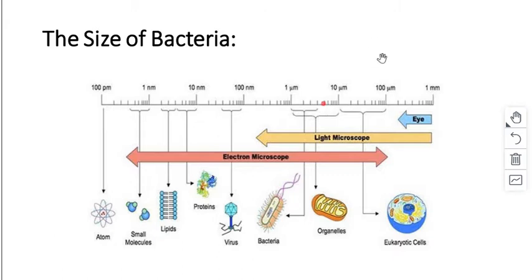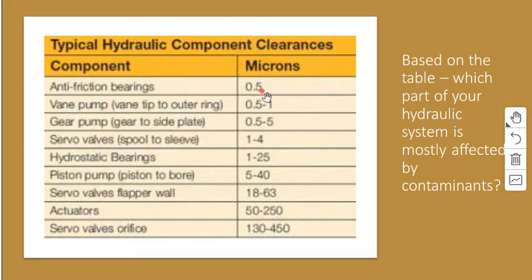So anyway, let's have a look at this stuff which is going to screw up our hydraulic system. Okay, 1 to 4 or 5 microns, that's the size of a bacteria. And here we've got anti-friction bearings, and the clearance is 0.5 microns. So it's about half the size of a bacteria.